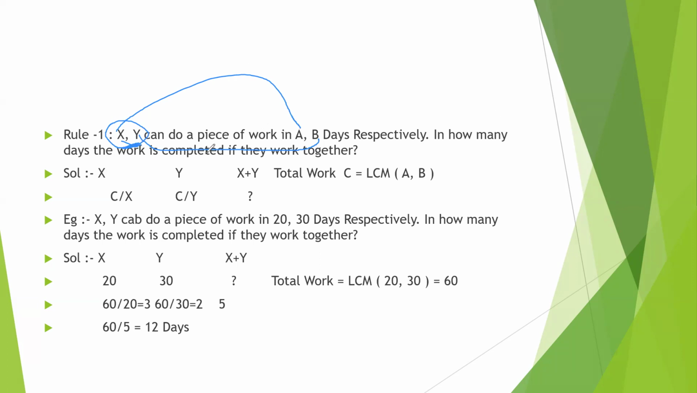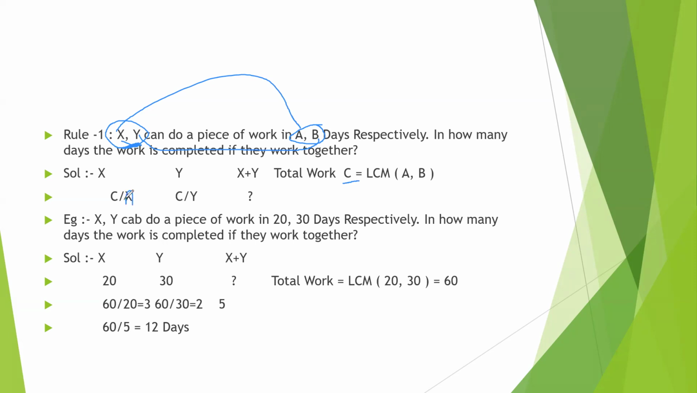In this type of question, first we have to find the total work. We don't know the total work. How to calculate it? The total work is nothing but the LCM of the given days. Here A and B are the given days, so the LCM of A and B gives the total work, marked as C.